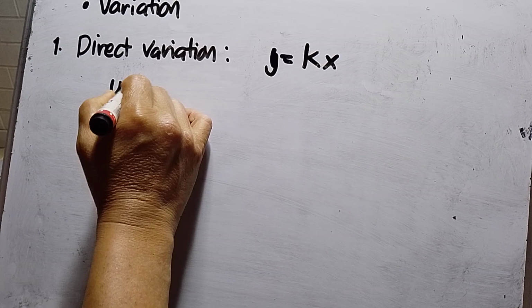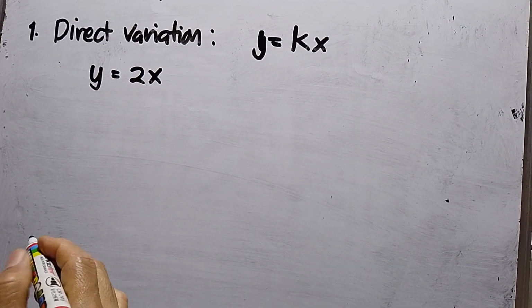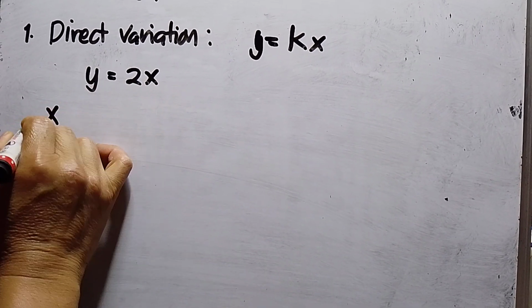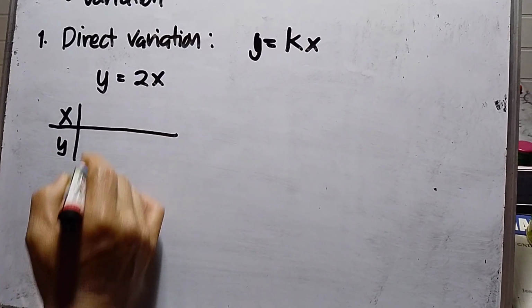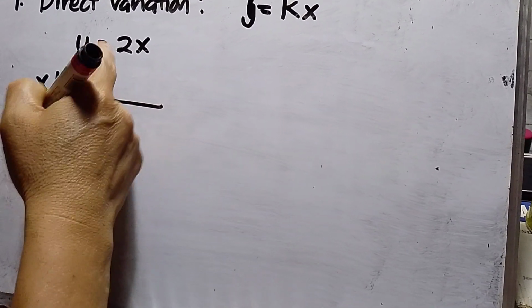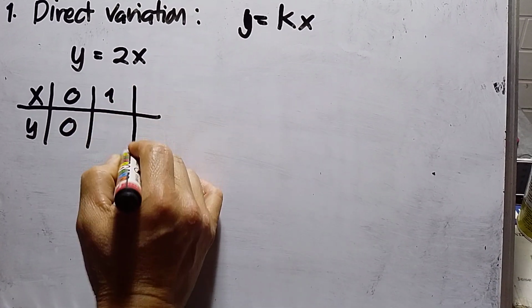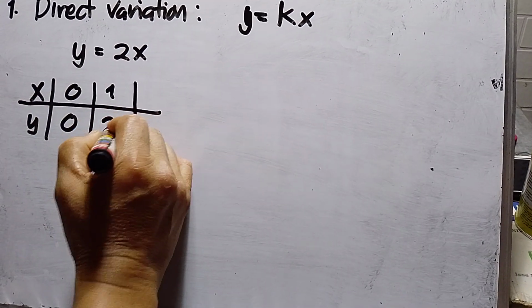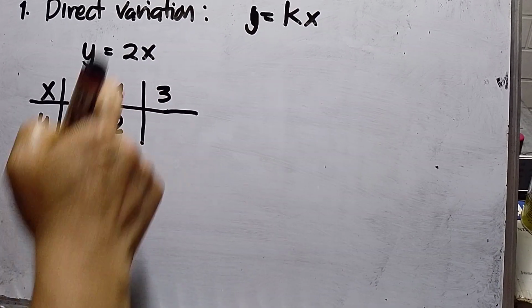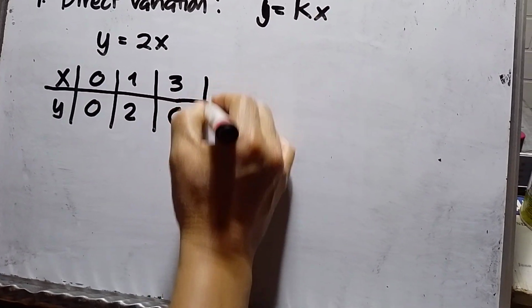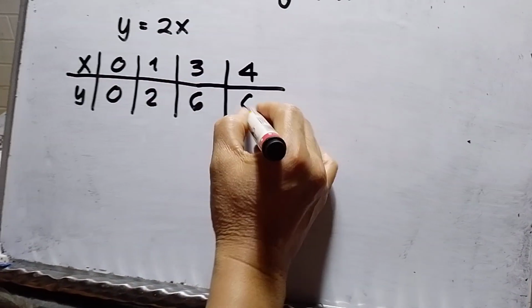For example, we have y equals 2x. So this is the equation of a direct variation. So let us make a tabulation for this equation. So when x equals 0, y will be 0. And then when x equals 1, y equals 2. When x is 3, so 2 times 3, y will be equal to 6. And then when x equals 4, 2 times 4 is 8.